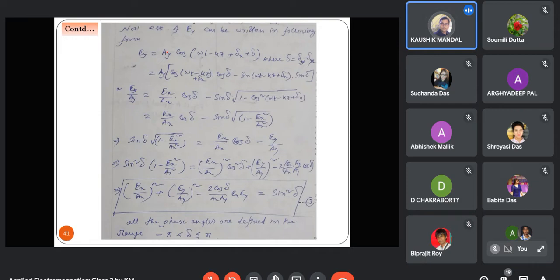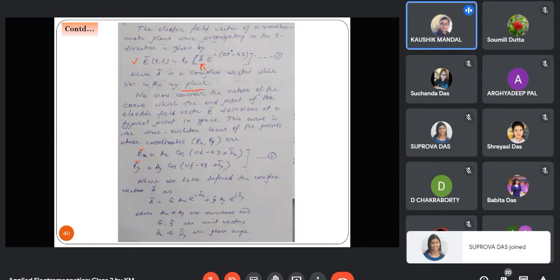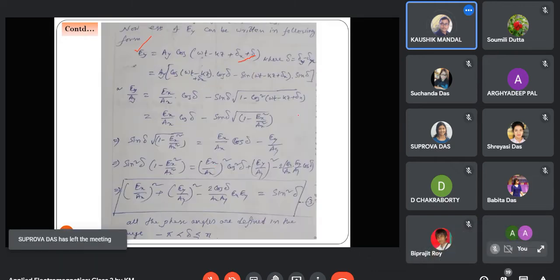Now we are considering only Ey. We are starting to derive the expression with Ey. If you consider the previous expression, in Ey there is a delta y. Delta is the phase difference between the two components, Ex and Ey. We consider this phase difference delta equal to delta y minus delta x. So delta y equals delta plus delta x, which is written here as delta x plus delta.